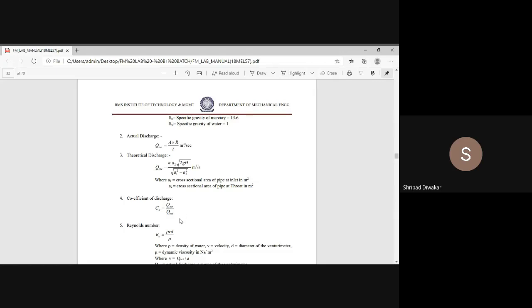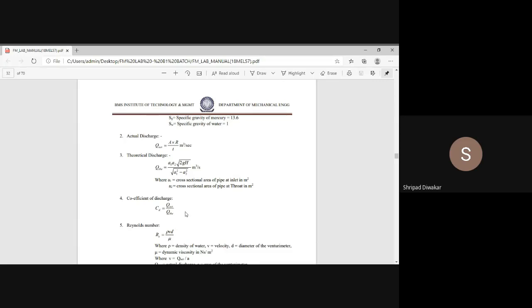Okay. Then Reynolds number. And remember, you should get the value of coefficient of discharge less than 1. Suppose if you are getting more than 1, it is wrong. The actual value will be less than your theoretical discharge. Then only you will get the coefficient of discharge less than 1. That is less than unity.